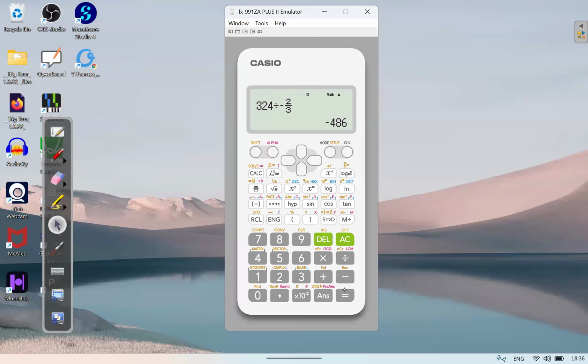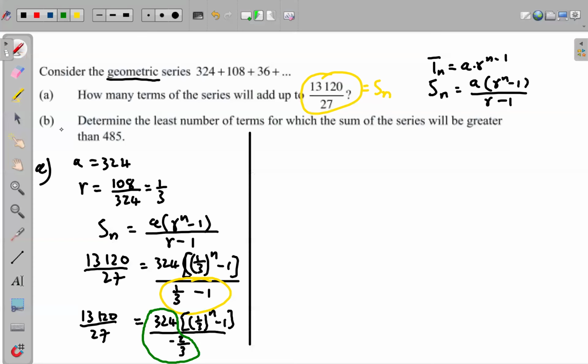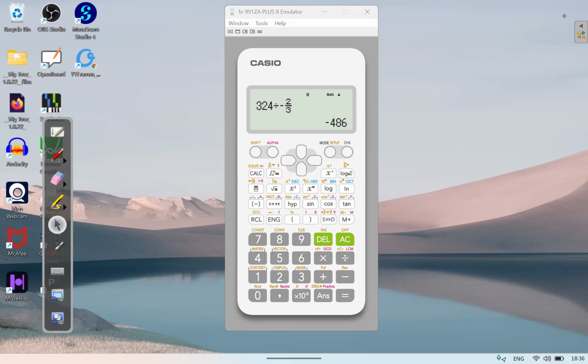Okay. And I need you to note that I'm using the division symbol. I'm not using the fraction button, because sometimes what you guys do is fraction over fraction, and then the calculator miscalculates this whole thing. Yes, the 13,120/27 is the sum. That's what the terms are adding up to, Lindy. That's right. So be careful there, and rather type it like this: 324 divided by negative 2/3, because that's what you're having here in green. As you can see, I'm getting that negative 486.